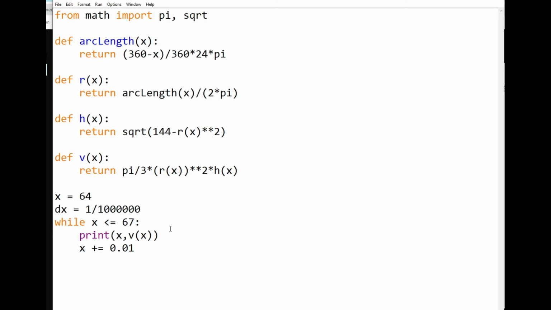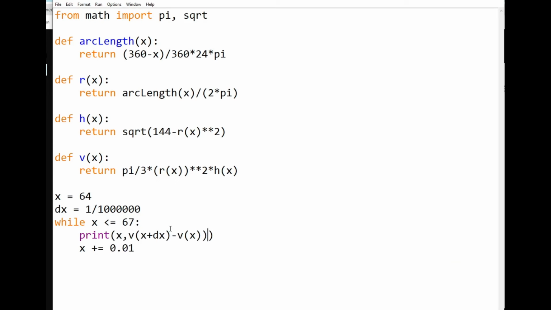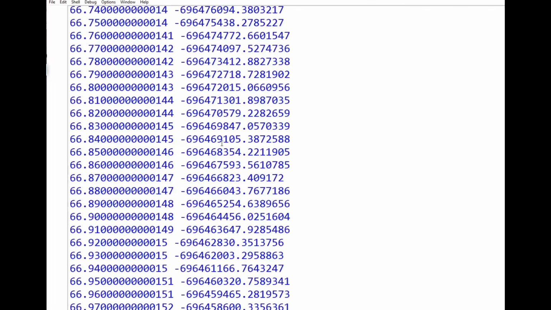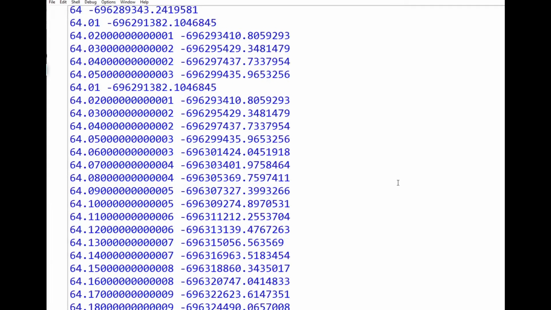So we want to print out the volume of x plus dx minus the volume at x, and then divide both of those by dx. It's the slope. So that's the rise, and the run is dx. Let's run that and see what happens. All right, really negative. That's definitely not right.